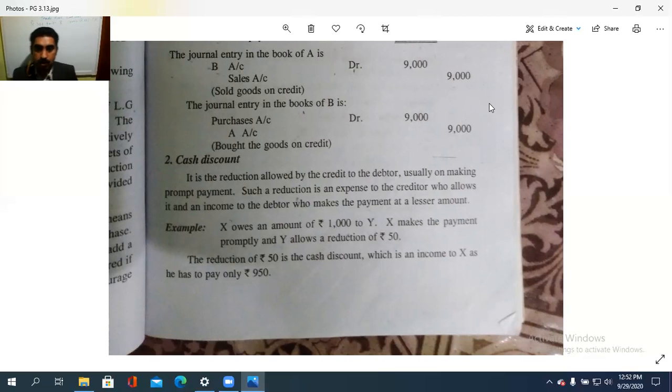X owes an amount of ₹1000 to Y. X makes the payment promptly and Y allows a reduction of 50.